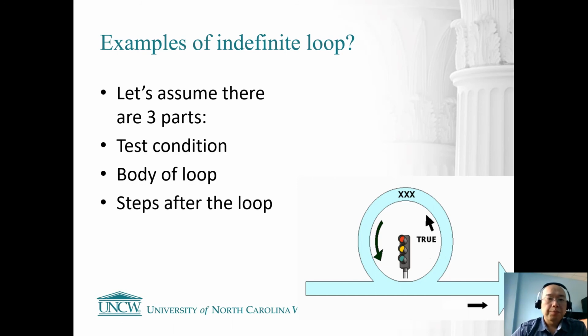Right? And if we try to give a formal definition, there are a total of three parts. There is a test condition, and in this case that is the traffic signal. Then we have the body of the loop, and that is we are going to drive around once before we can check it again. And then what we are going to do after the loop, which is here.